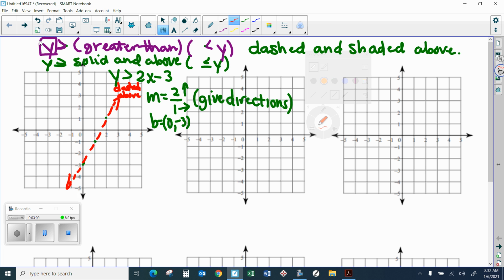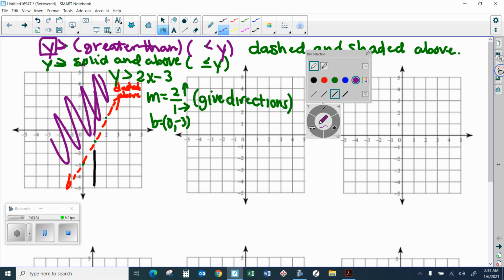Now, how do you know which one is above? When I say above or greater than, that means in relation to the y coordinates. So if I draw any vertical line right here, I'm comparing those y coordinates with these y coordinates. Which y coordinates are greater, the purple or the black? Obviously the purple is greater. So this is the greater than side, above right there.